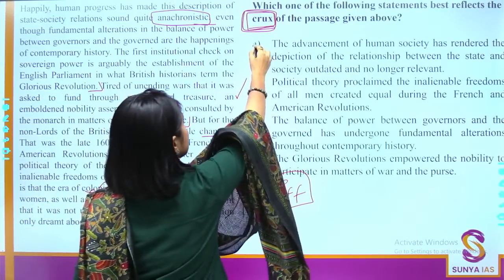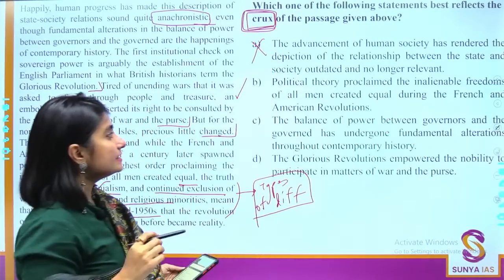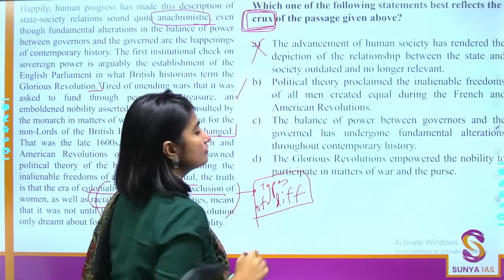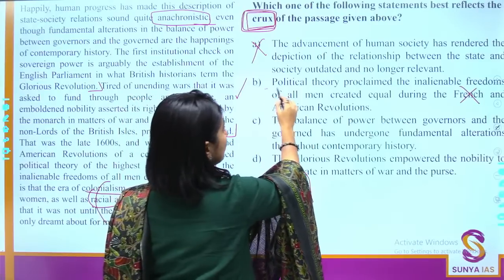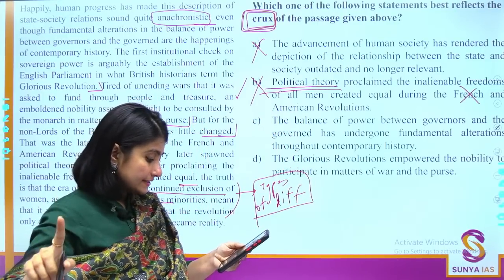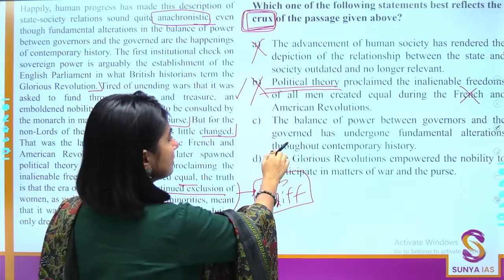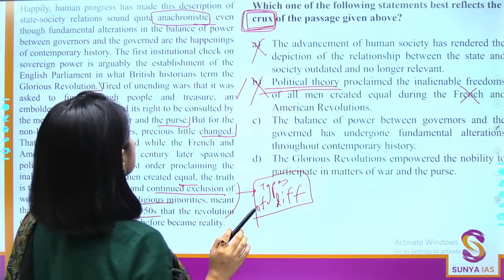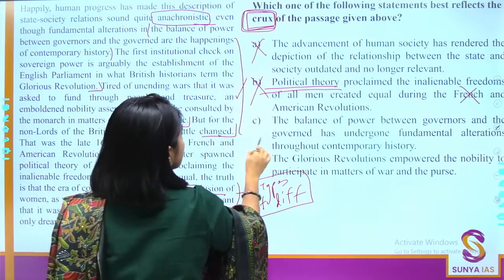We are talking about different forms of it. Option B: Political theory proclaimed the inalienable freedoms of all men created equal during the French and the American Revolution. Now, there is nowhere mention of the French Revolution, is there? Also, we are not talking about political theory right now. So, this one is going out of context. Option C: The balance of power between governors and the governed has undergone fundamental alterations throughout contemporary history. Now, what happens here? This is explicitly mentioned.